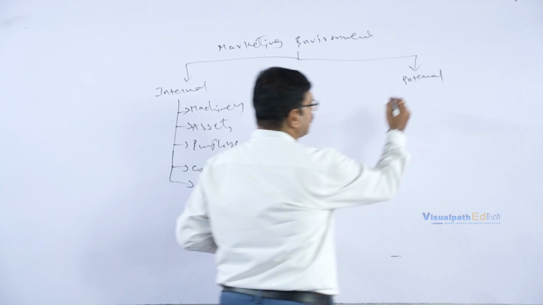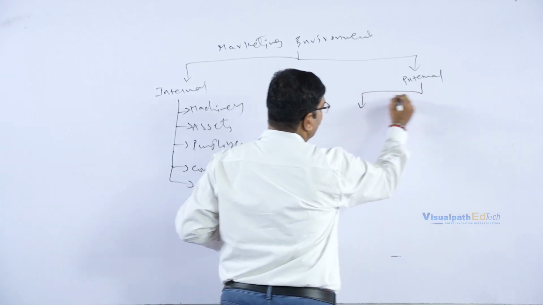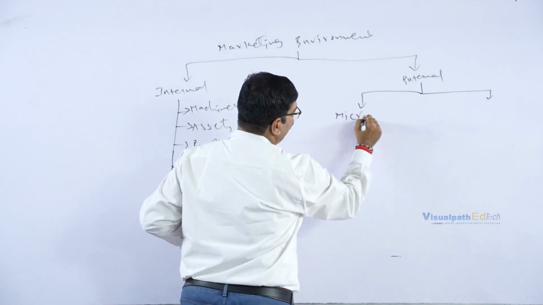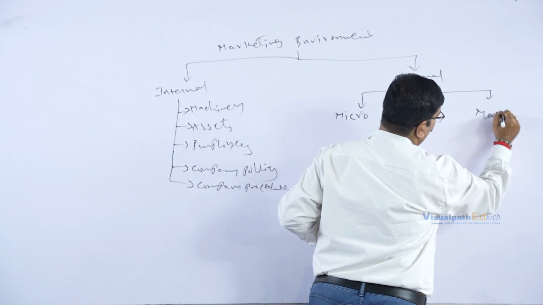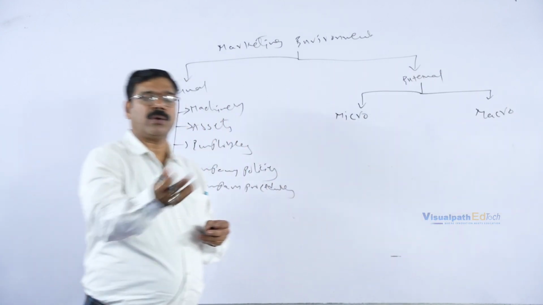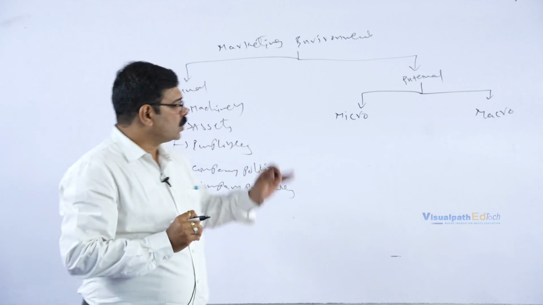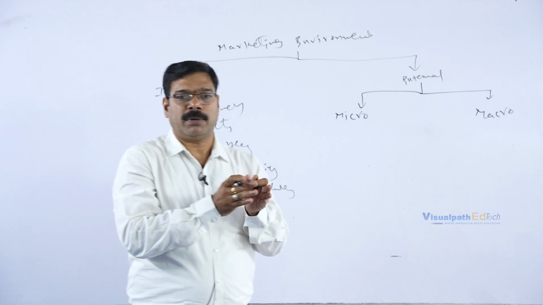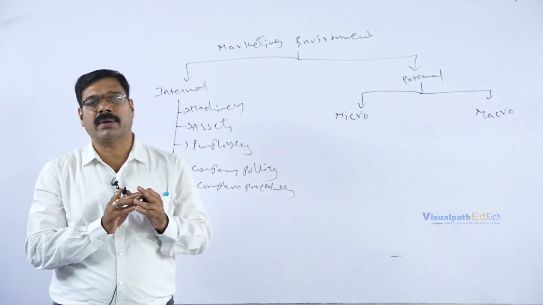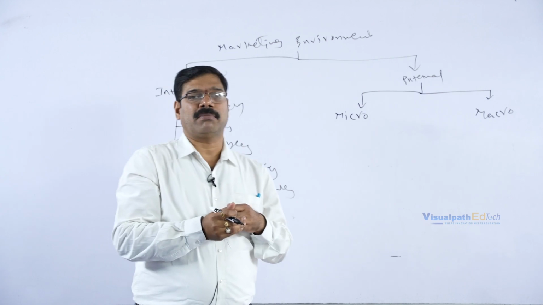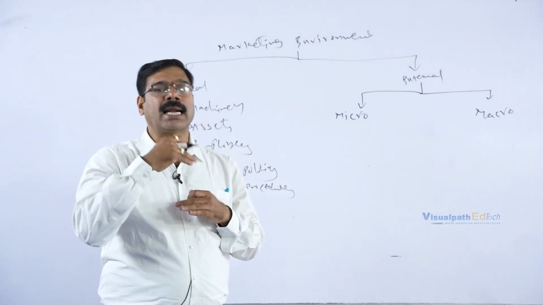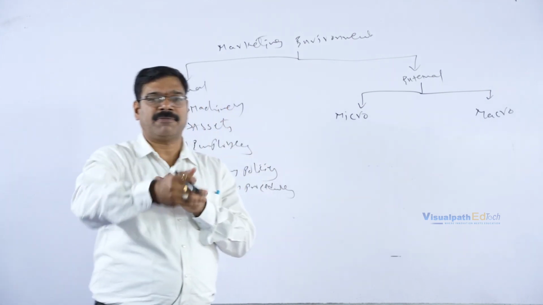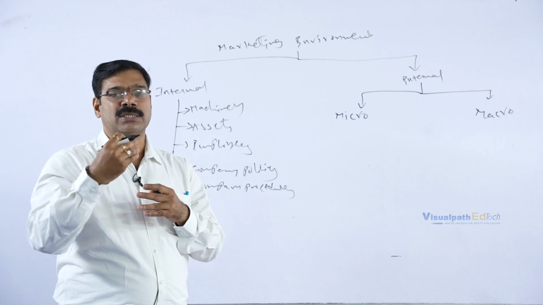But when it comes to the external environment, the external environment is again classified into two types: micro environment as well as macro environment. So what are the micro environment and macro environment? The micro environment is the partially controllable environment, and the macro environment is the environmental factors which are uncontrollable. It means you can adjust your business to the external factors, but you cannot control them, you cannot change those factors.